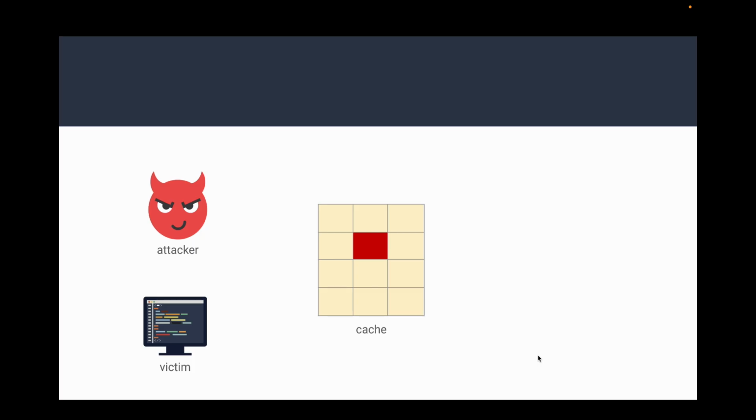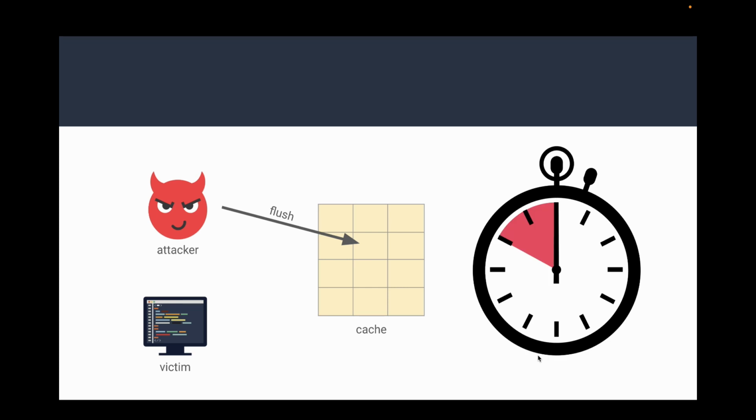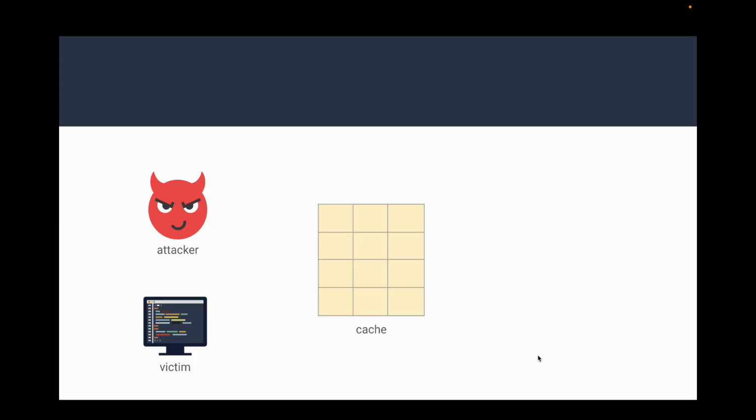So let's consider a cache here, where the red block represents the address that's being targeted. The attacker will go in and flush this address and then wait a certain number of cycles. After this waiting, there are two possible outcomes. First, the victim does not use the cache location and the status of the flushed cache persists. Second, the victim does use this address in its instructions, and it will go into memory to retrieve the data and put it back into the cache.